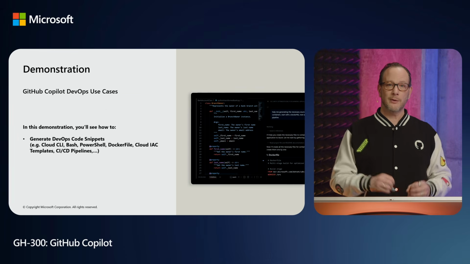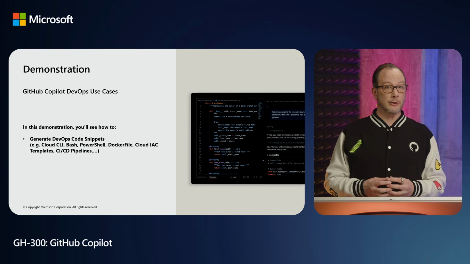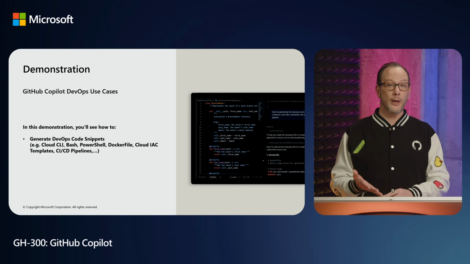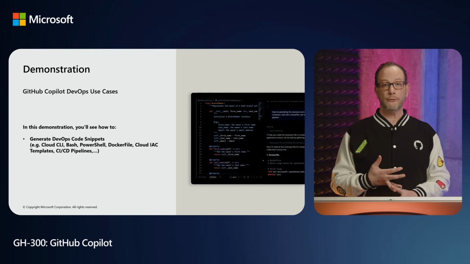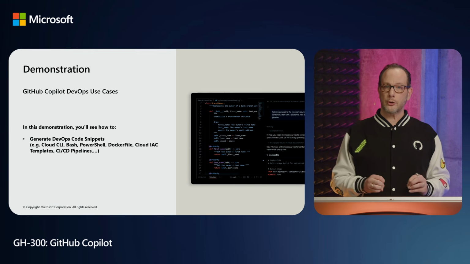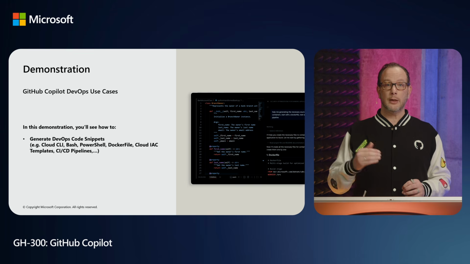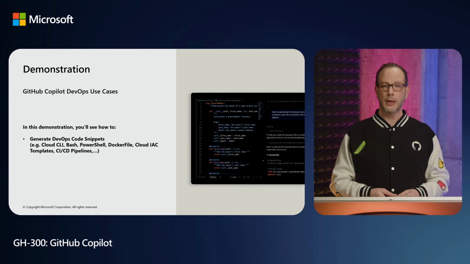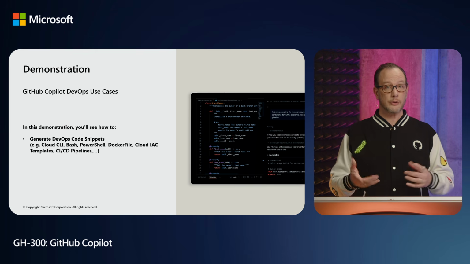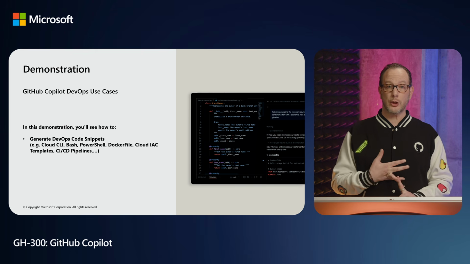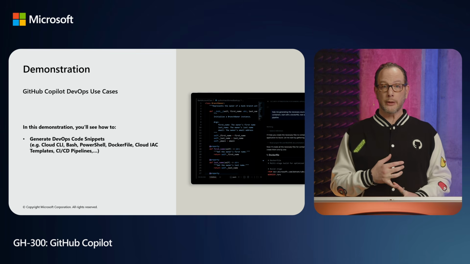Now with all that, let me show you multiple examples of that value that GitHub Copilot brings far beyond writing application code by focusing on additional DevOps scenarios. This demonstration will show you how Copilot can generate infrastructure as well as automation artifacts, including a few examples like CLI scripts, Docker files, infrastructure as code, CI/CD pipelines.